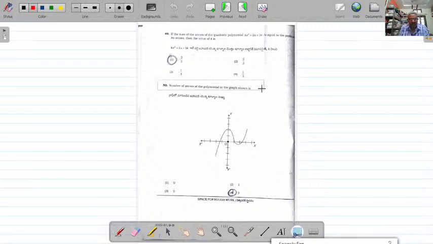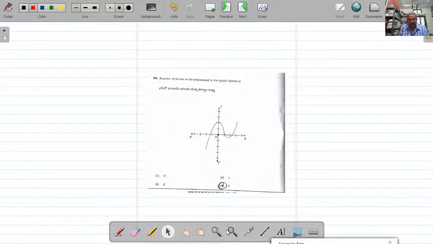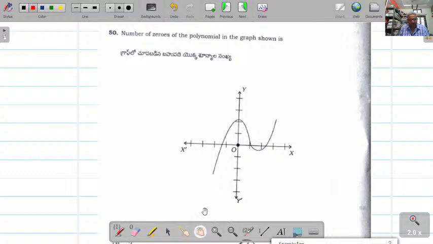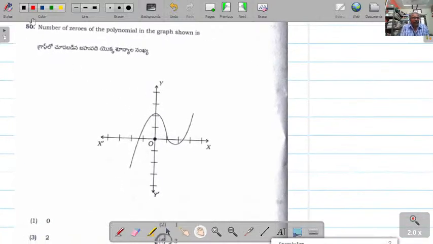Next, the last question of this paper. Go through this question. This is a figure based question. The number of zeros of the polynomial in the graph shown. Check at how many points on the x-axis the graph of the polynomial cuts the x-axis. Is it 1 point, 2 points or 3 points?